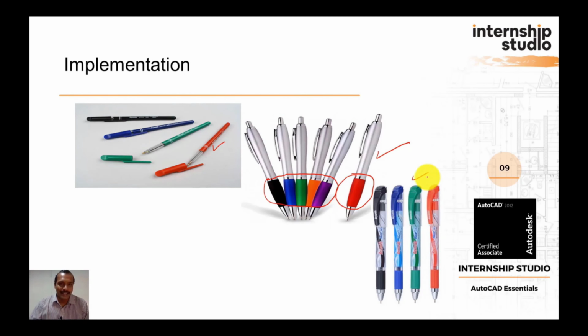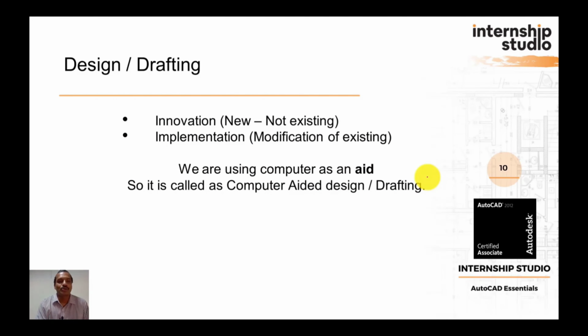To do such activity, to do such work, we need some drawing. So we can use our CAD program to do that drawing. Okay, so this is called implementation. From this, I'm going to tell you innovation is nothing but something new that does not exist. Implementation is a modification of an existing part. For innovation and implementation, both we can use our CAD program to draw a diagram. This is called a design.